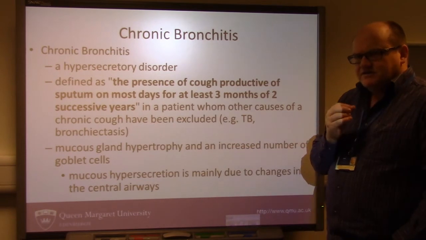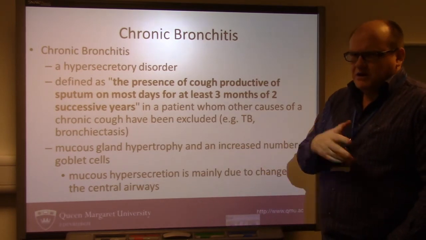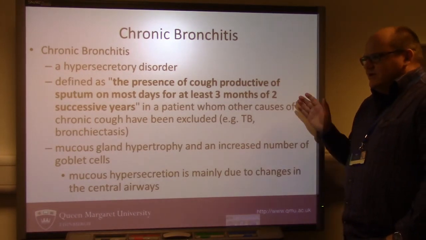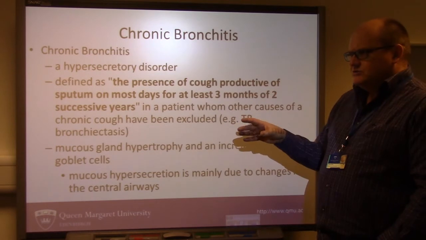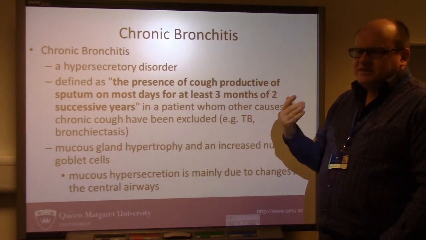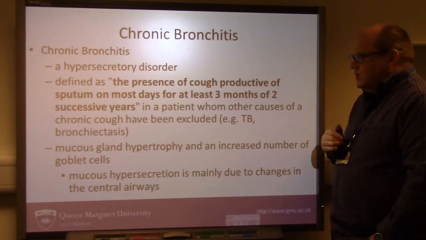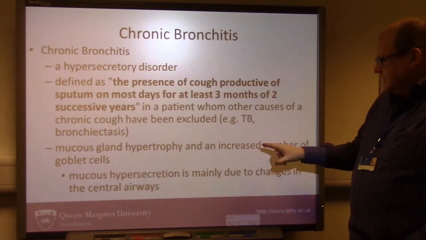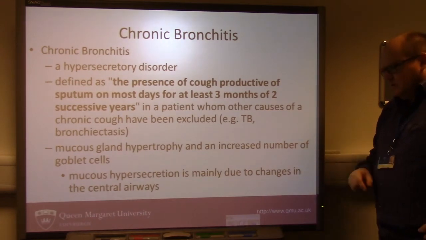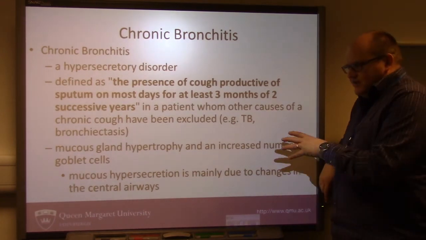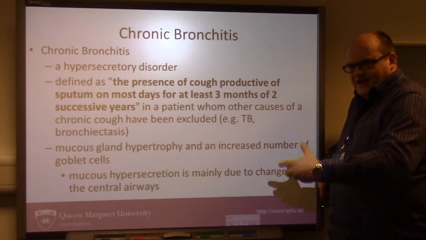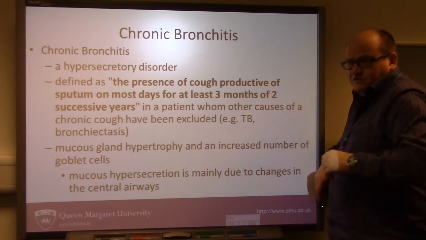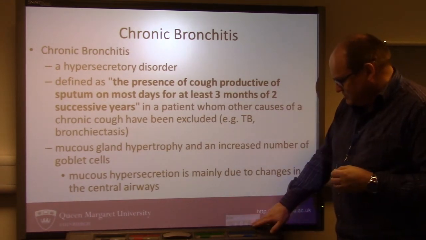So it's very clearly defined. It's not just one off or a couple, it's that pattern over a period of time. And you've ruled out all other possible causes like bronchiectasis, TB, etc. You also then get mucus gland hypertrophy or enlargement and an increased number of goblet cells. What that then does is produce the excess mucus, and that's why the cough will be a productive cough, because of all the extra mucus that's being produced.